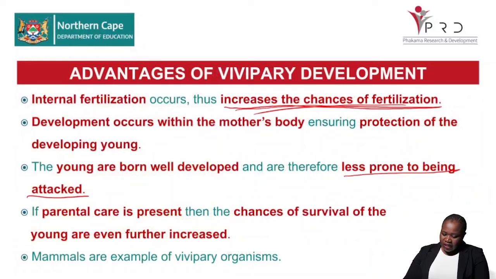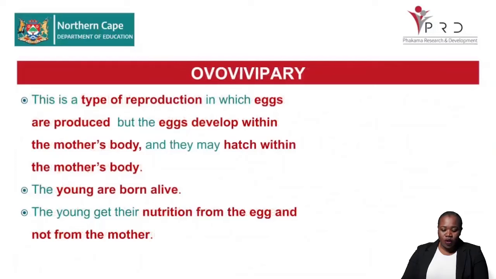If parental care is present, then the chances of survival of the young are even further increased. Now we are moving into parental care there. After birth, some organisms take care of their young. Humans being an example, we know that after humans give birth to their babies, they take care of them for a very long time until the babies are able to feed themselves, they're able to walk on their own, they're able to take care of themselves, right? And in humans, it actually even takes much, much longer as compared to other animals. And mammals would be an example of that, and that includes humans.